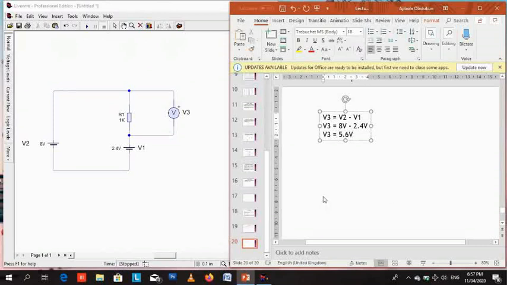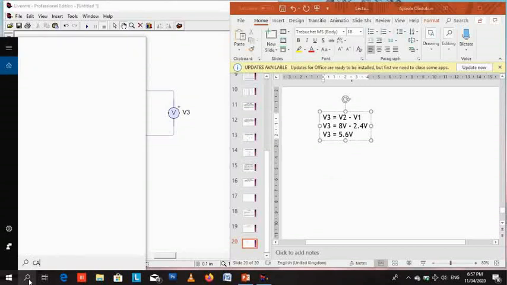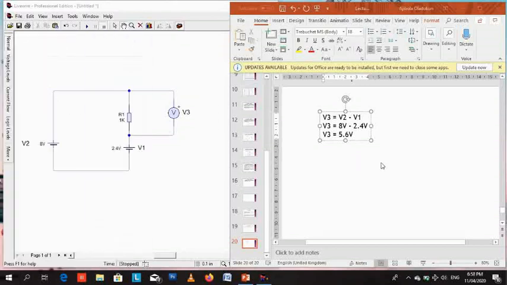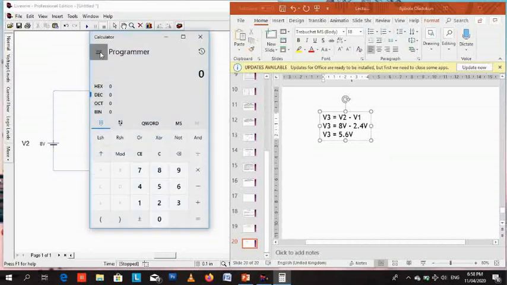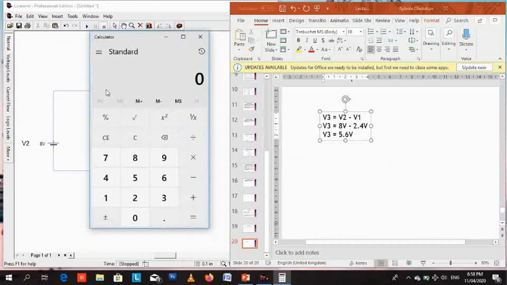We can confirm that by using a calculator. It's not necessary, but we're making use of the calculator quite a lot today. So let's switch from the programmer side to the standard calculator. And that's 8 minus 2.4 equals 5.6 volts. So that's pretty obvious.